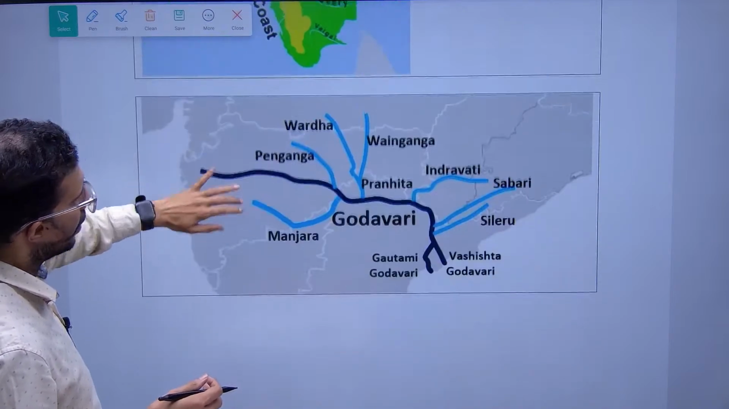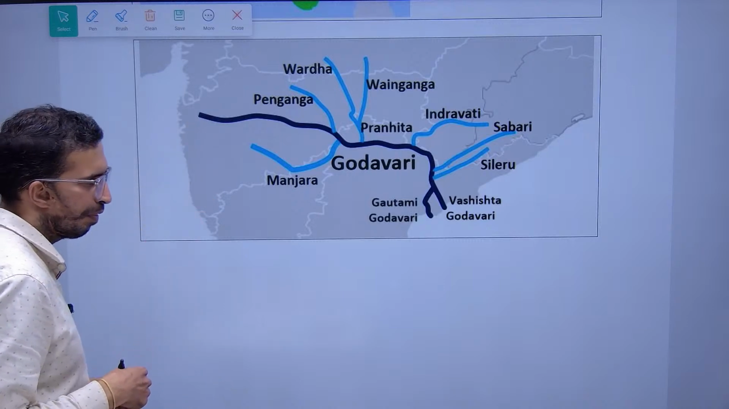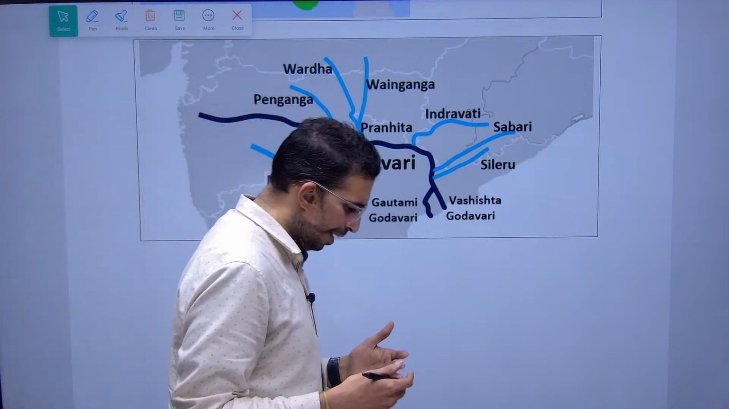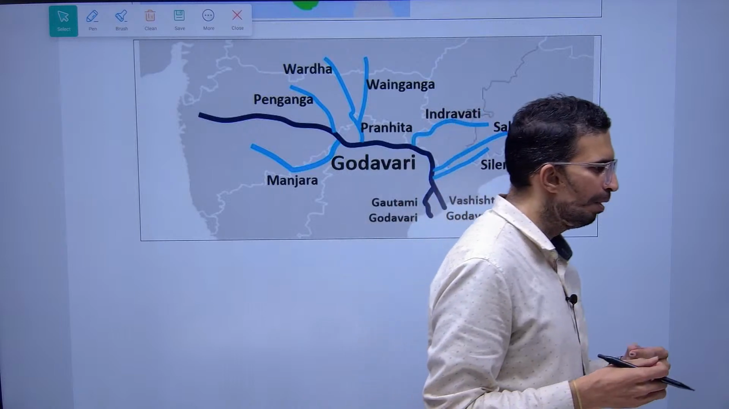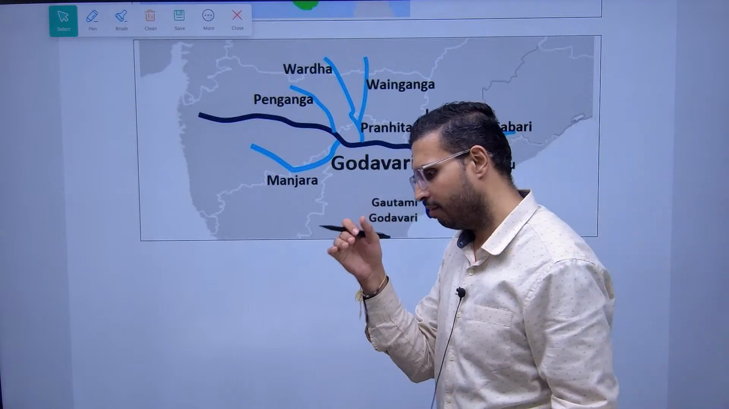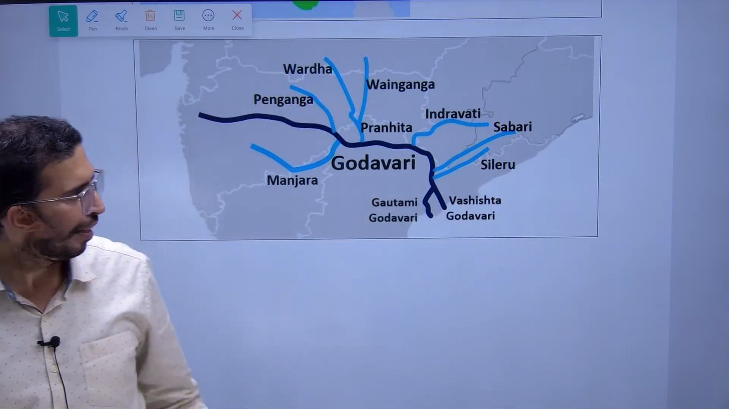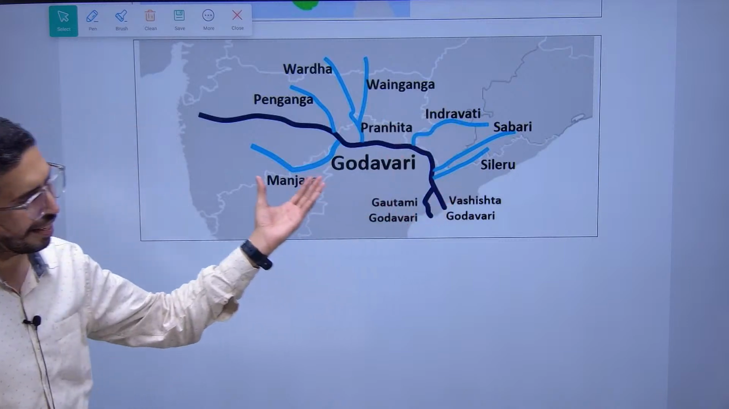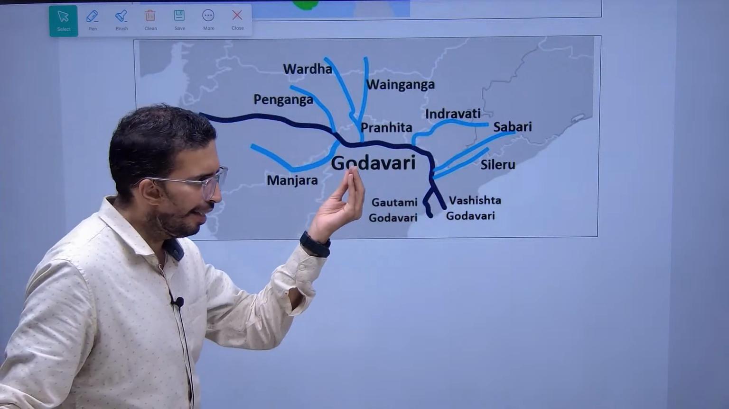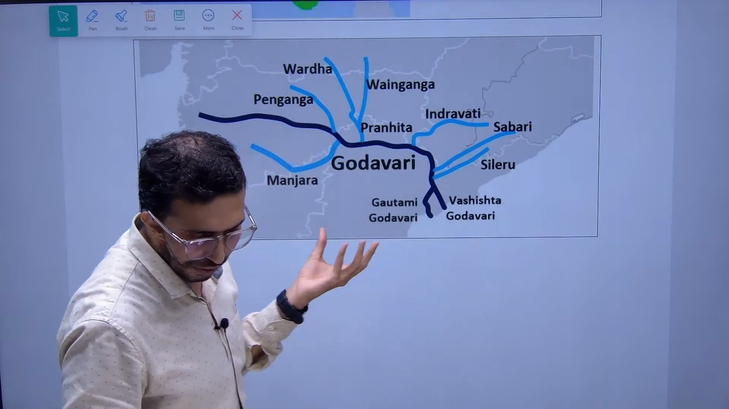Okay. See, with respect to the Godavari river system, again, how are we analyzing this river system? First one, its origin, then second one, its path or length, then the area occupying the different states, then tributaries, and where that river drains. That is what we are going to see.